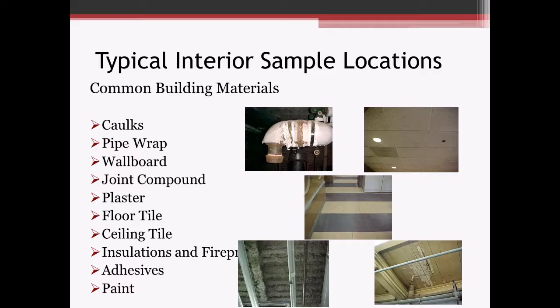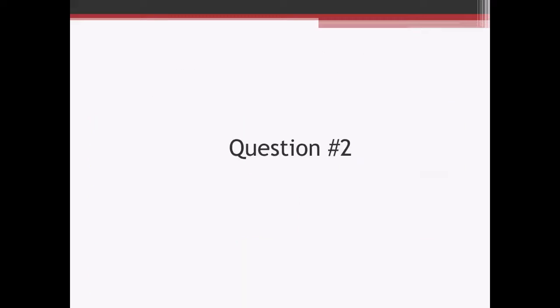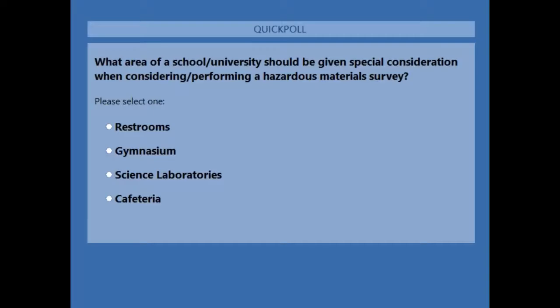But again, the regulations really require you to assess these asbestos-containing materials before you do any renovations or demolition or repairs. So at the very minimum, when you're doing a hazardous material survey, you would want to look into that ACM. All right, so now we have question 2.